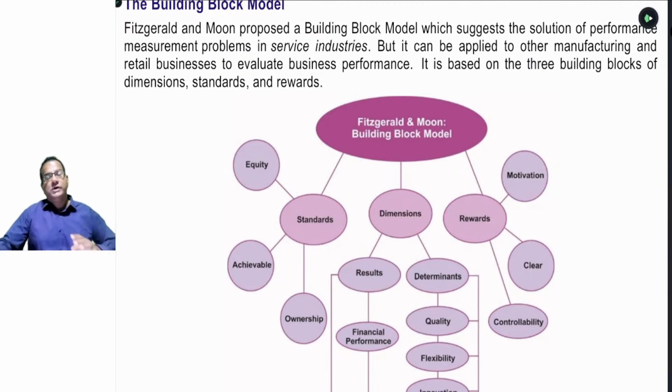Okay, so the complete building block model has been bifurcated into 3 parts. The main part is dimension, then standard, then the rewards. But the critical success factor is undoubtedly the dimension. Dimension has been further divided into 2 parts, determinants and result.